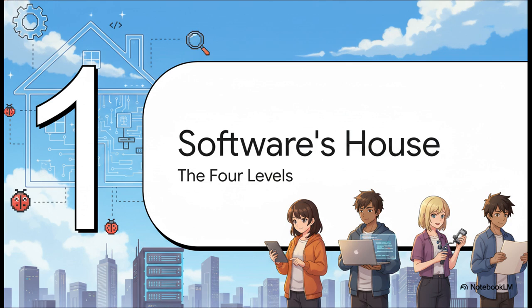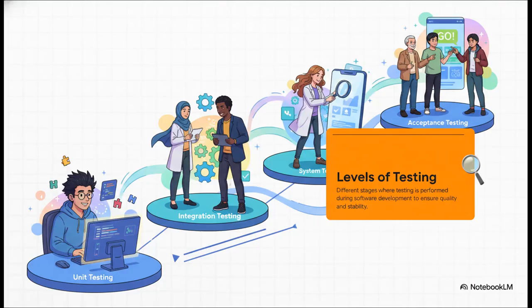This step-by-step approach to quality has a formal name, and it's the blueprint we're going to follow to understand software's four-story house. It's officially called the levels of testing. Really, it's just a structured approach that says, let's test this thing in phases while we're building it. The whole idea is simple, but trust me, it's incredibly powerful. You ensure quality bit by bit instead of waiting to test everything in one big chaotic mess at the end.